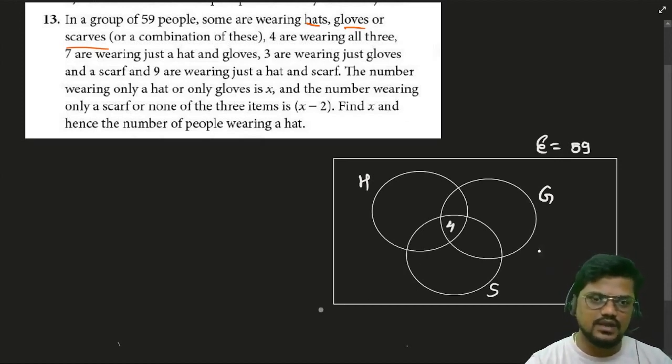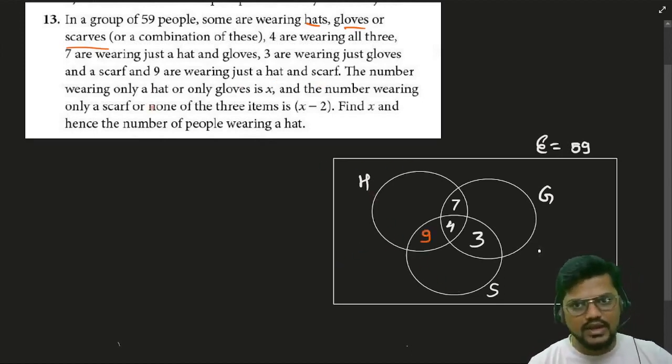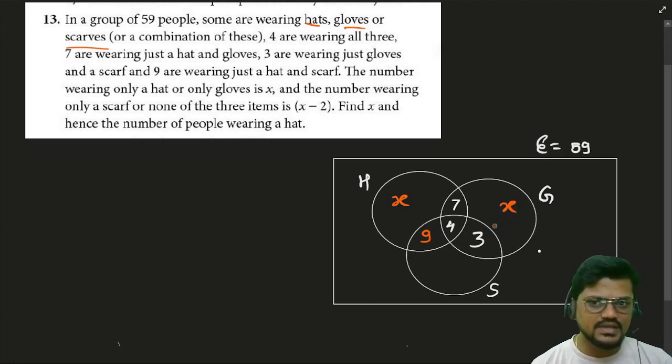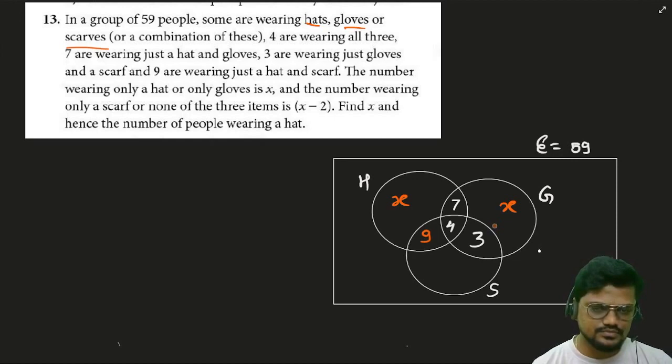7 are wearing just hat and gloves. 3 are wearing just gloves and scarf. 9 are wearing just hat and scarf. The number wearing only hat or only gloves is x, and the number wearing only scarf or none of the three items is x minus 2.